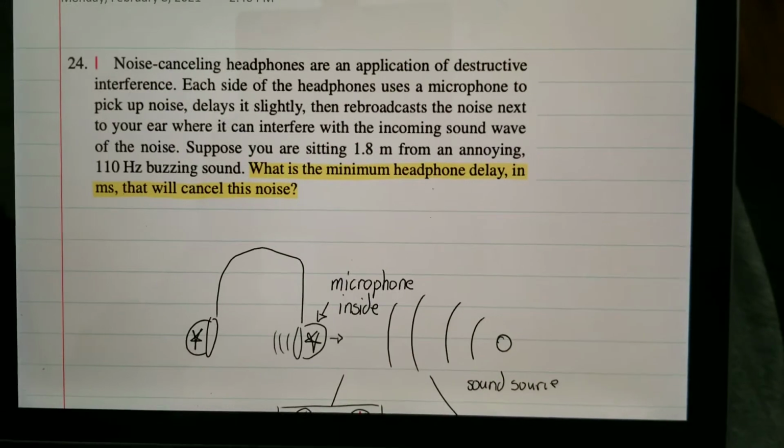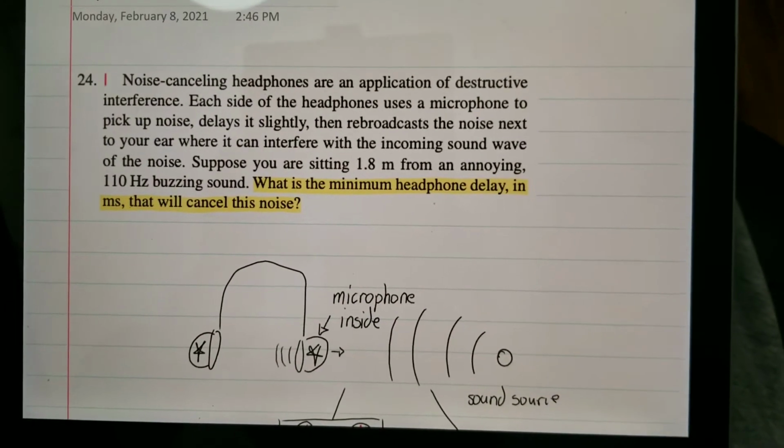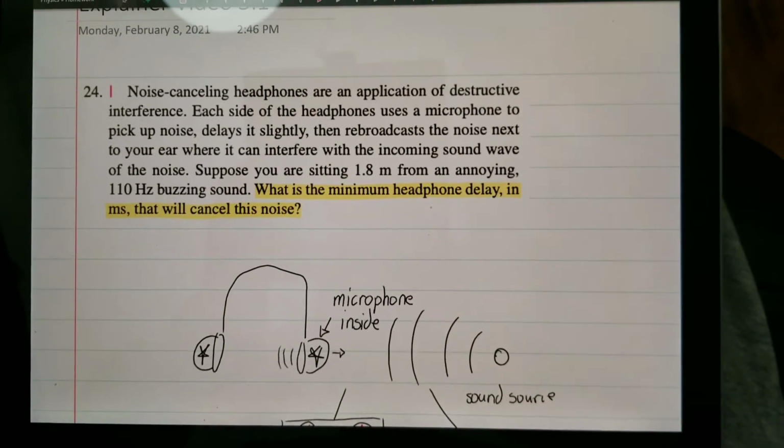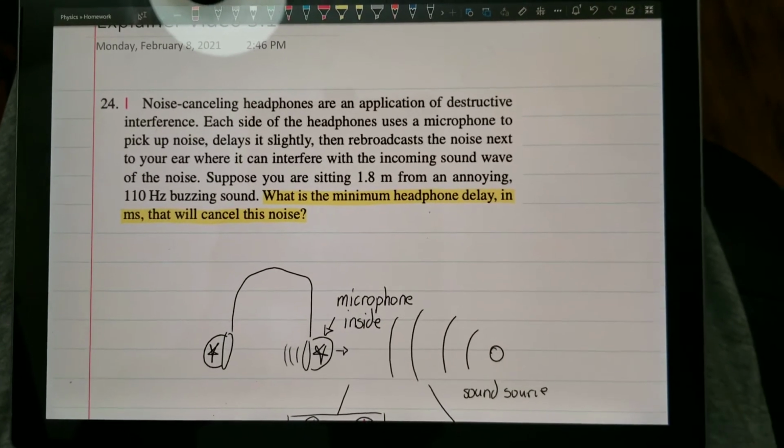Noise canceling headphones are an application of destructive interference. Each side of the headphones uses a microphone that's built in to pick up noise, delay it slightly, and then rebroadcast the noise next to your ear, where it can interfere with the incoming sound wave of the noise.